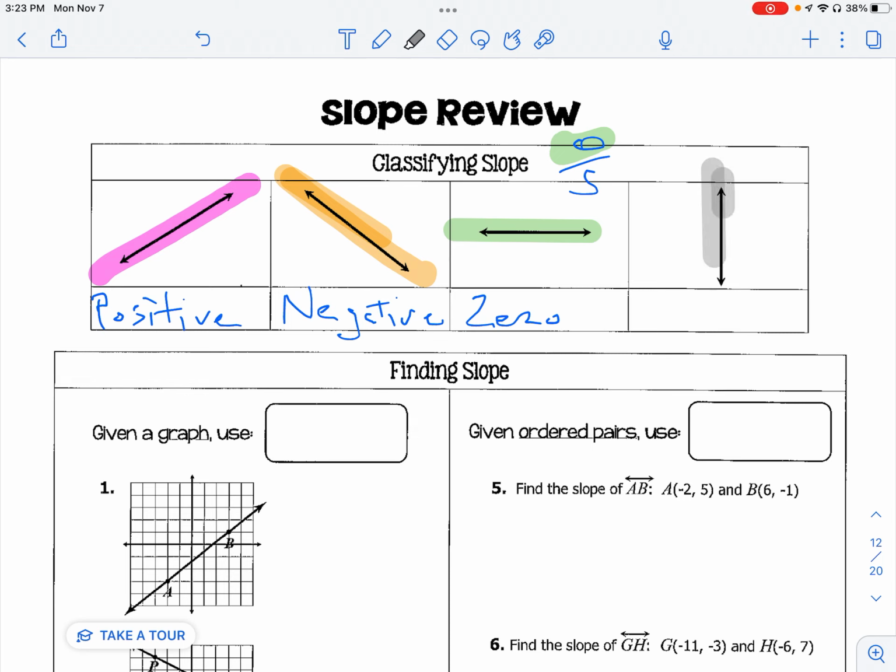And then a vertical line, all vertical lines, the slope is undefined. And that's because we have a zero in the denominator, and we don't know how to divide by zero. So it's undefined. So we either have a positive slope or a negative slope, and we always look at it moving towards the right to determine whether it's positive or negative. Zero, if it's horizontal, and up and down or vertical, its slope is always undefined.